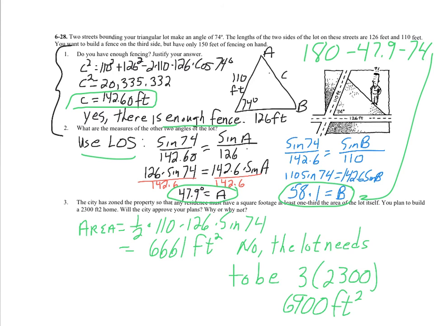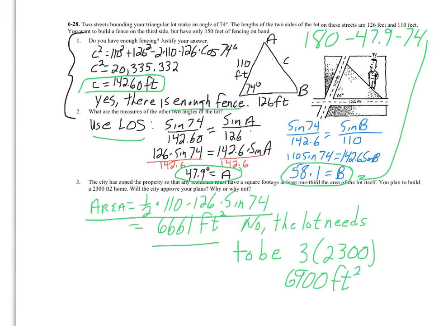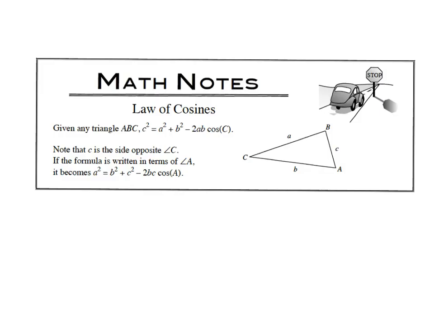And in part 3, using that area formula that we developed yesterday, 1/2 times 110 times 126 times the sine of 74, you end up with 6,661 feet squared. The lot needs to be a little bit bigger than that. It needs to be 6,900 square feet. So no, that's not big enough to build that house.